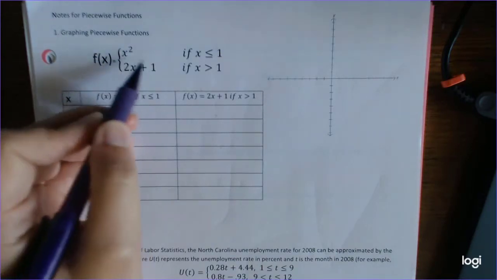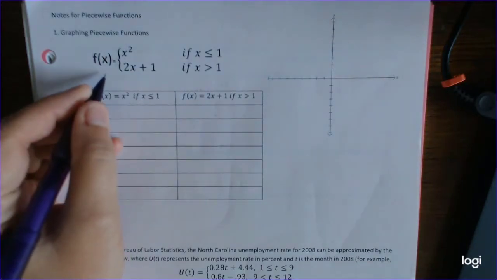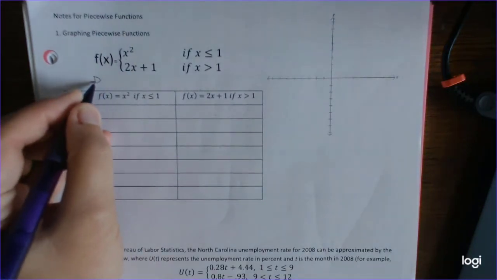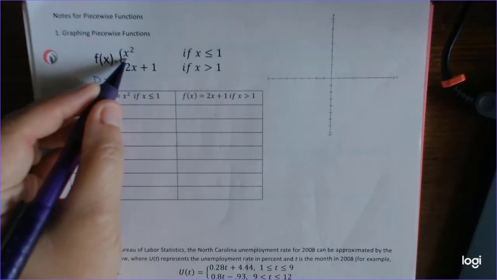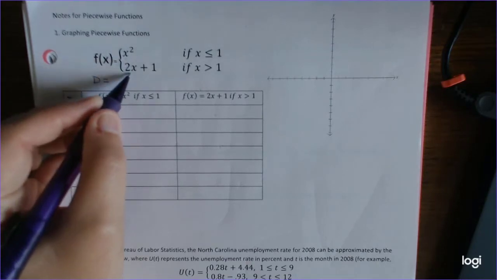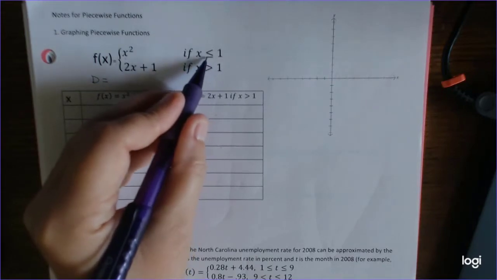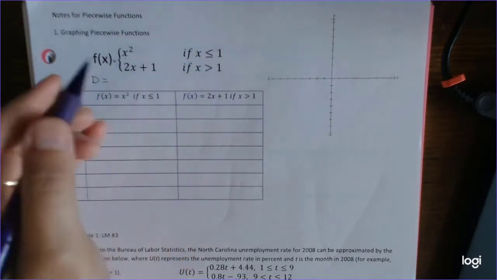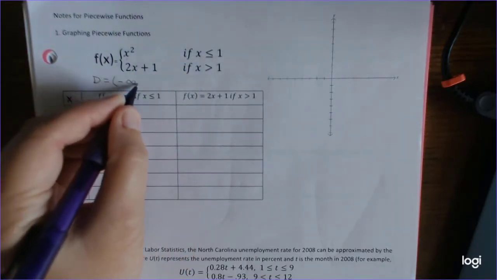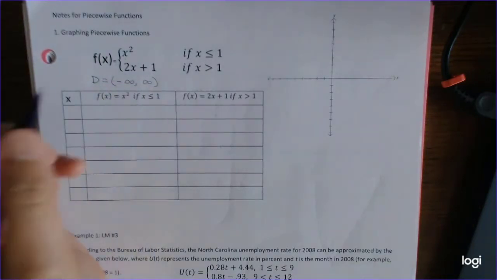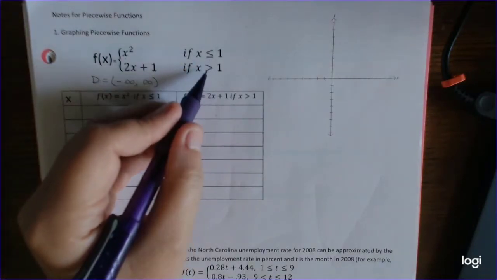When we look at this, it's important to remember that for the domain, there's no restrictions on x for the x squared, there's no restrictions on x for a line, and here it's 1, so 1 is covered. So the domain is all real numbers, but the domain has been split.